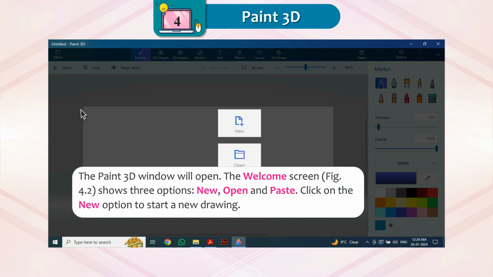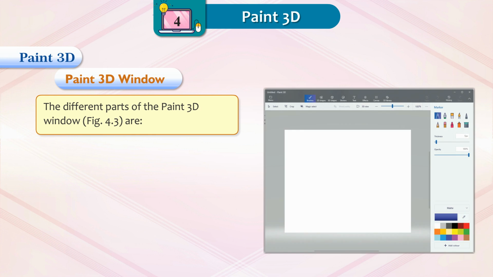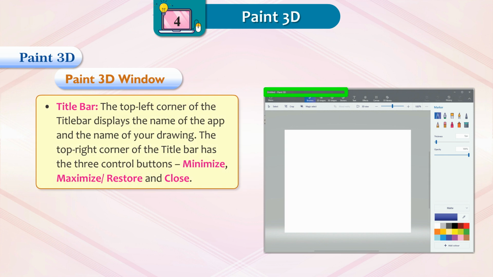The Paint 3D window will open. The welcome screen shows three options: New, Open, and Paste. Click on the New option to start a new drawing. Paint 3D window. The different parts of the Paint 3D window, Figure 4.3, are Title bar.